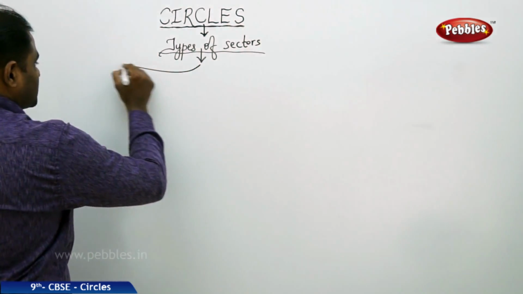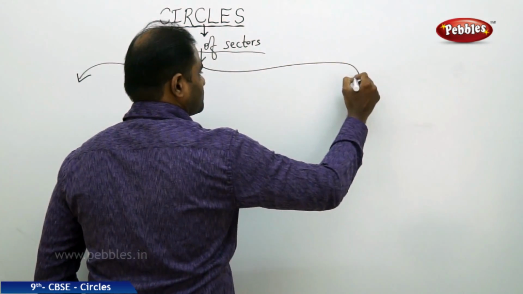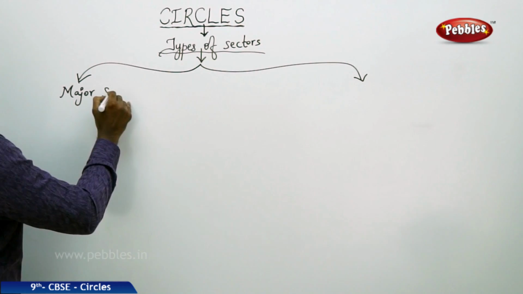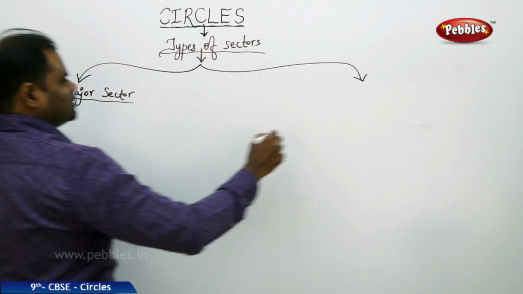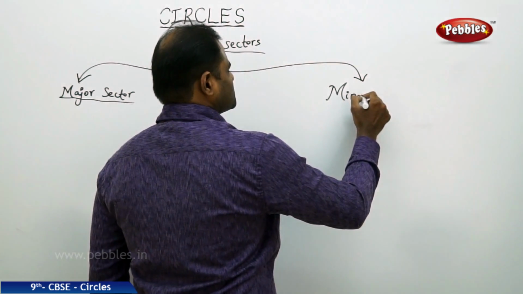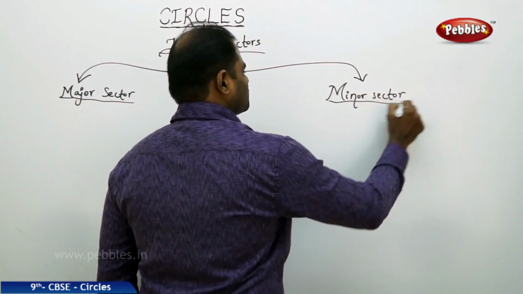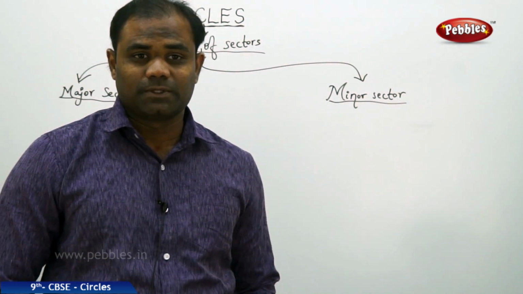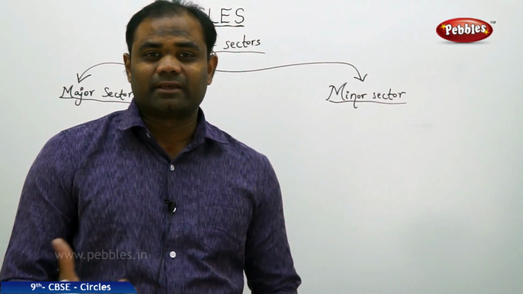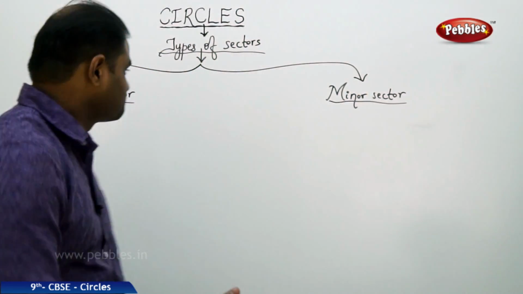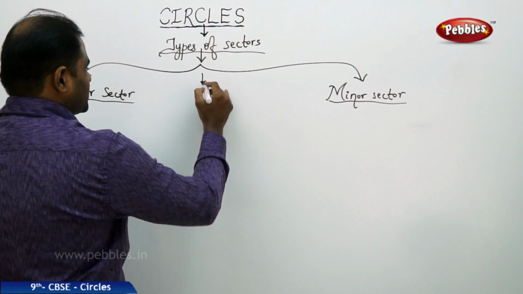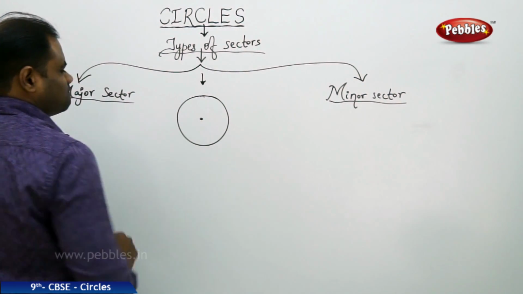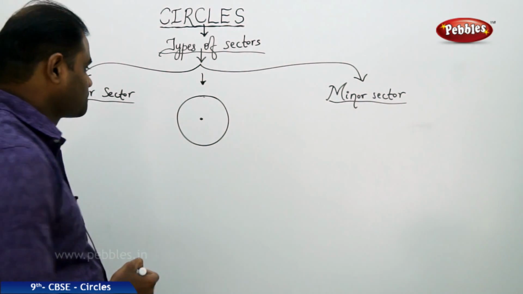So the sectors are classified into two types. One is major sector and the other is minor sector. So how do we define major and minor sectors is the biggest question out here. So in order for that, let's take the circle into existence. So let's take a circle out here with the center fixed and with suitable radius.